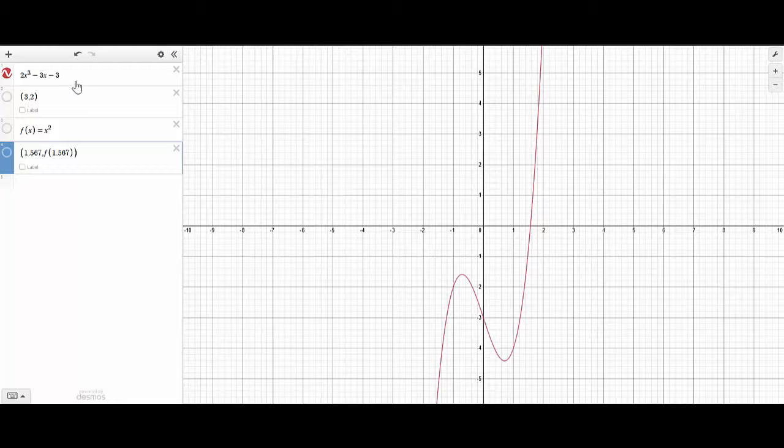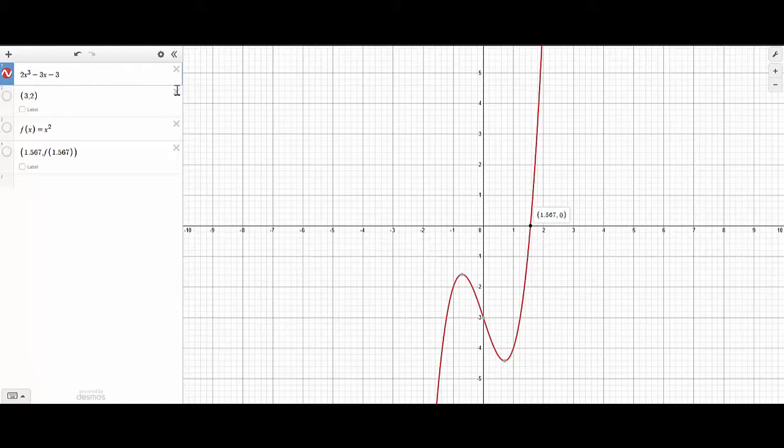In this case, I plugged it into Desmos. I've got 2x cubed minus 3x minus 3. And I just come over here and put my arrow about where I think it crosses the axis. In other words, that's what we're looking for when we solve graphically. We're looking for where it crosses the axis, and there it is: 1.567, 0.